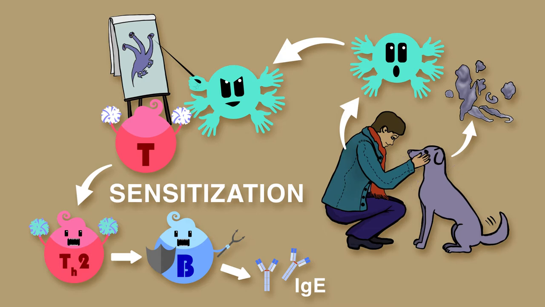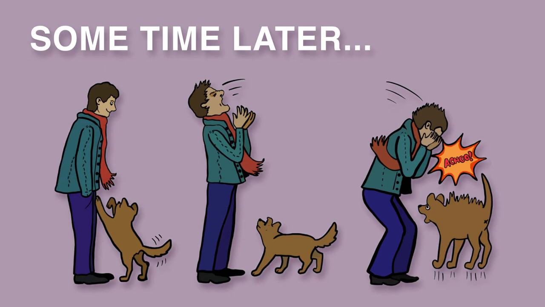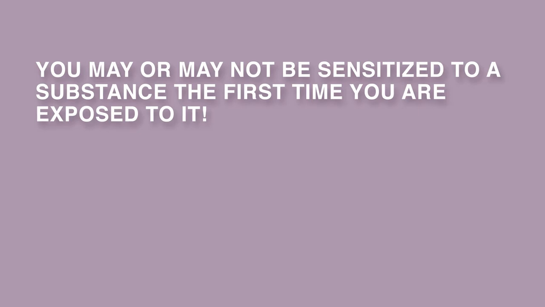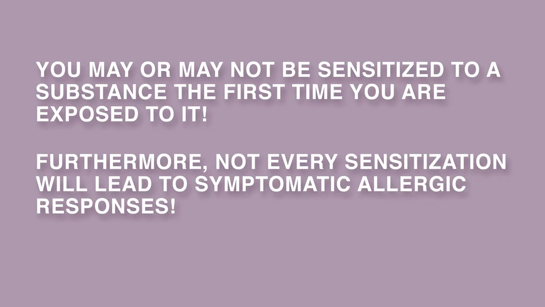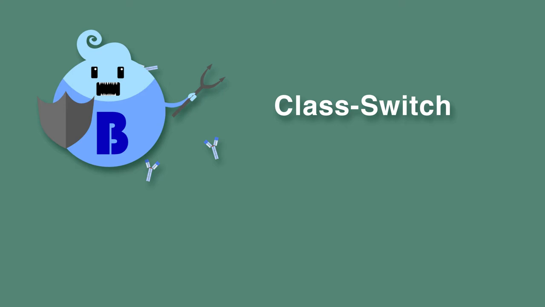However, before you can have an allergic response to a substance, you need to be exposed and sensitized to it via the production of IgE antibodies specific to that substance. It is the re-exposure to the same stimulus after the production of IgE that causes the allergic response. Note that you may or may not be sensitized to a substance the first time you are exposed to it. Furthermore, not every sensitization will lead to symptomatic allergic responses. The IgE is produced by B cells after they class switch, usually from producing IgM antibodies.